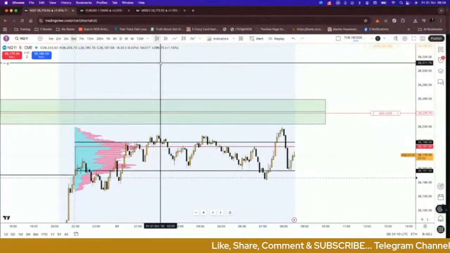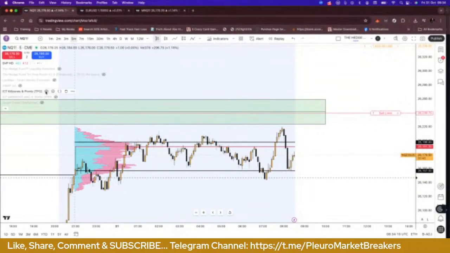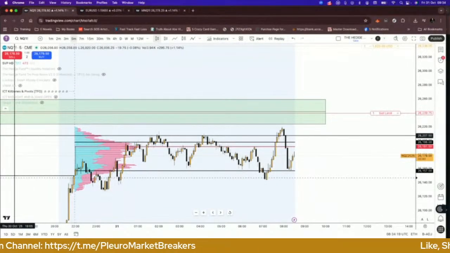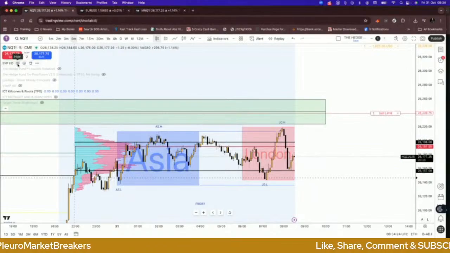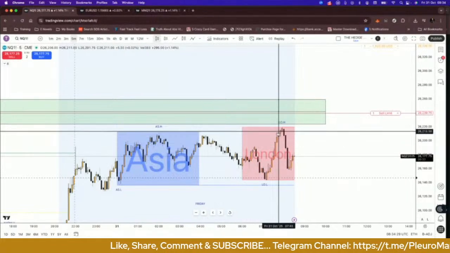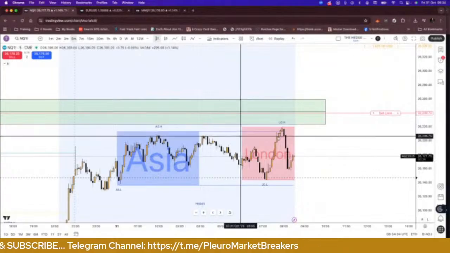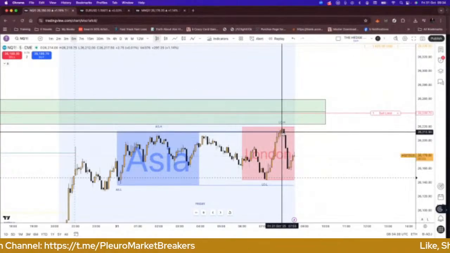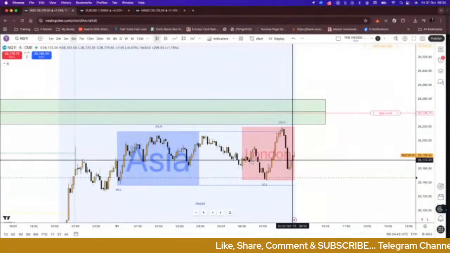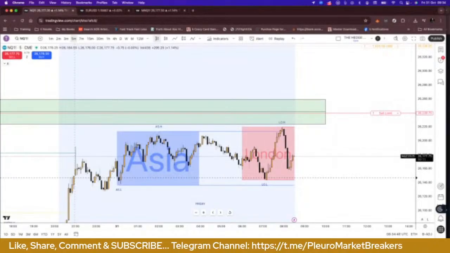And so on a 5-minute chart, let's put in the kill zones. I think I'm going to take out the volume just so the chart's not too busy. Right, so in London, we've taken out Asia's high. So if we're going short, that will be a nice little signal for it. I would then be looking for a 5-minute change of character.